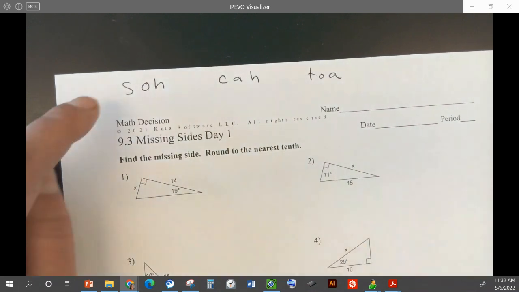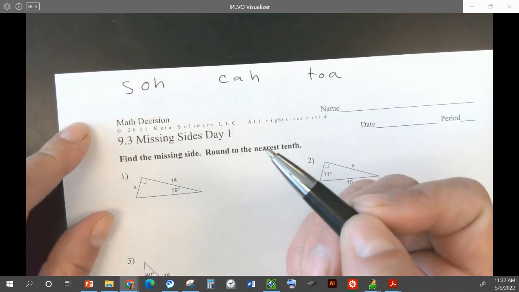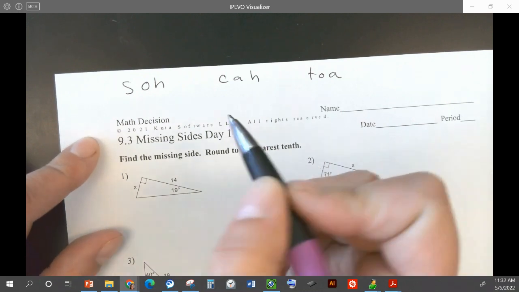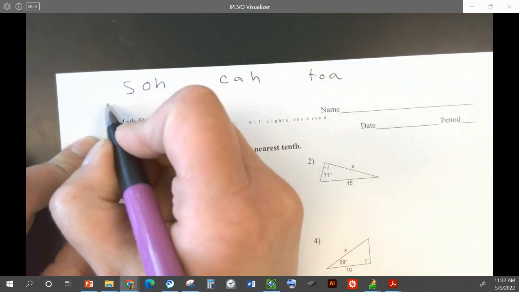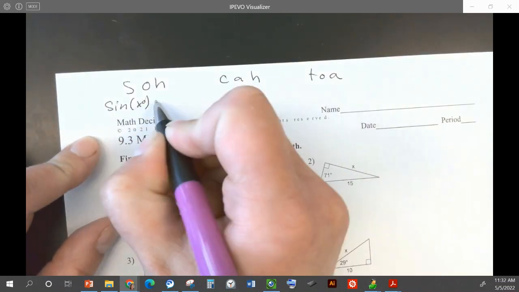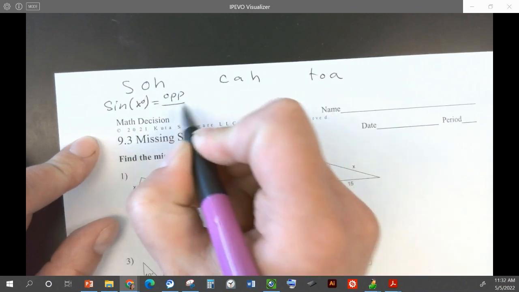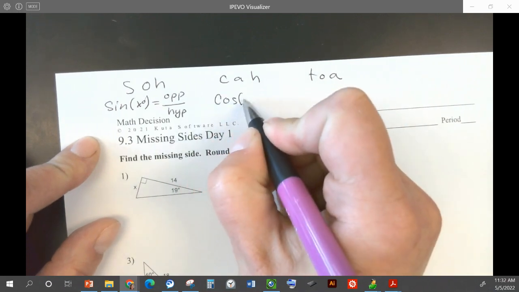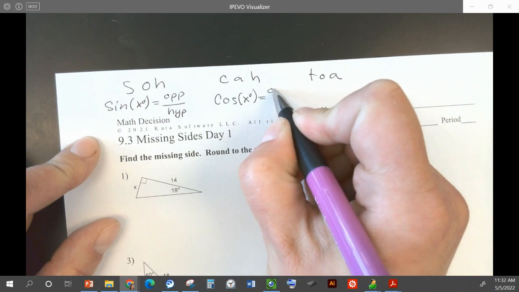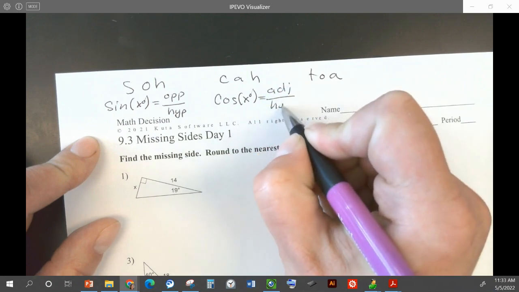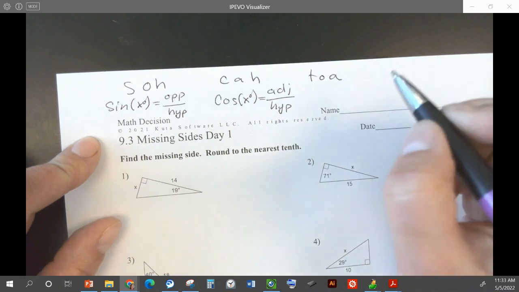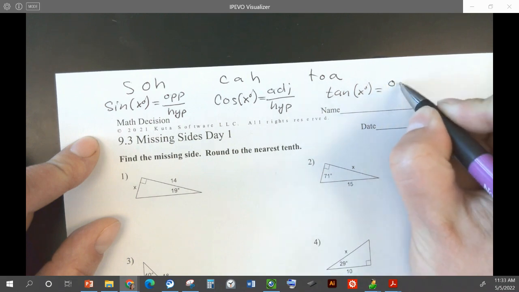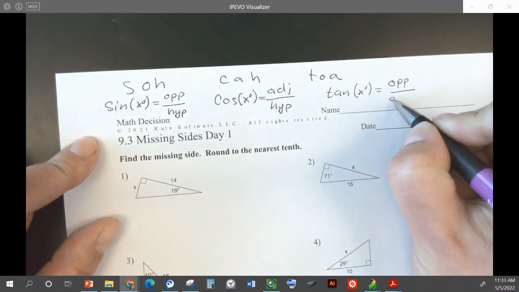All right. So what does this help us remember? Sine, cosine, tangent. Good. So sine of the angle relates the opposite side to the hypotenuse side length. Cosine of the angle equals the adjacent side over the hypotenuse. And tangent of the angle relates the opposite side to the adjacent side.